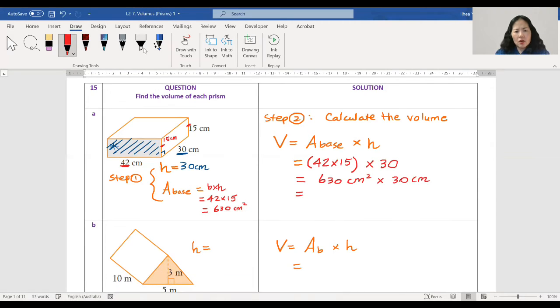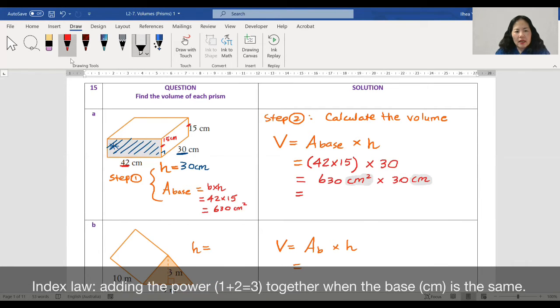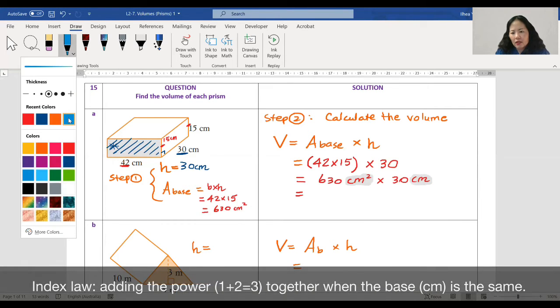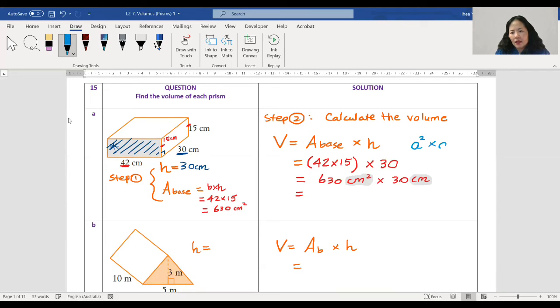Now, can you see all these units here? It's almost like you're doing algebra. A squared times A, there's a power of 1 there, but we can't see, is A to the power of 3. Remember? The 2 plus 1. So it's very similar to that concept. So you are timesing square centimeters times centimeters. So the answer is 18,900 cubic centimeters. Okay, that's our volume.